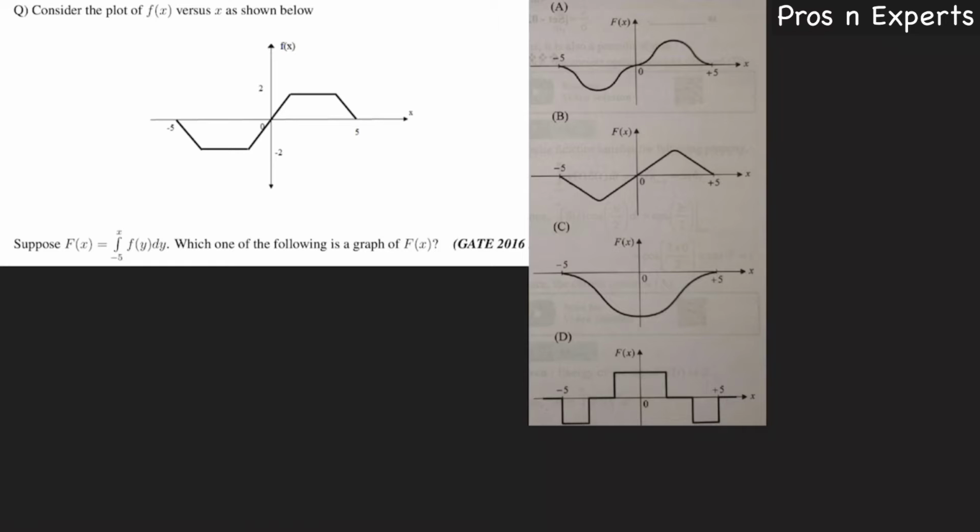We are considering the next question. Consider the plot of f of x versus x as shown below. So there's a graph. Suppose capital F of x is equal to the integral from minus 5 to x of f of y dy. Which one of the following is a graph of capital F of x? So we have four options, four signals.